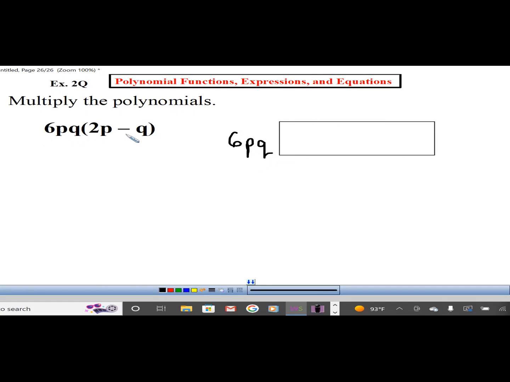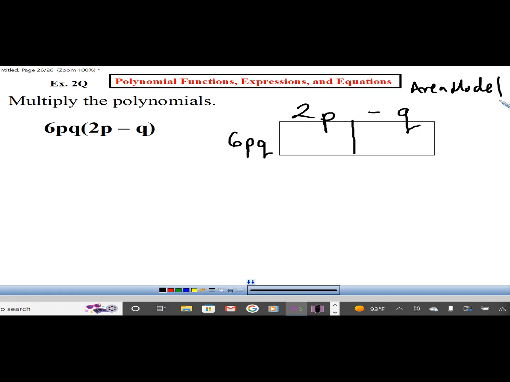Above, we're going to write the binomial given, but I'm going to start with the first term. What's the first term? 2p. As soon as you write it, you're going to draw a line down to split the area. And the second part is minus q. And this strategy is called the area model.